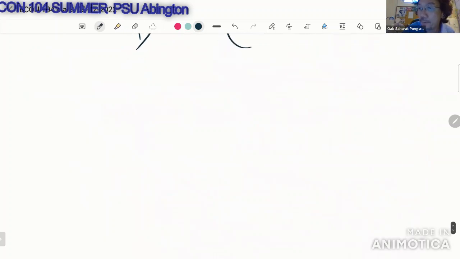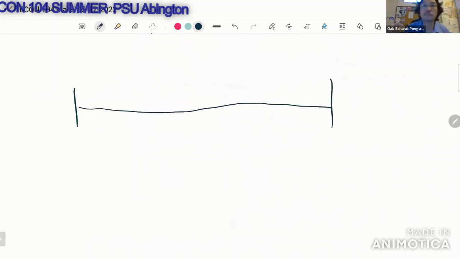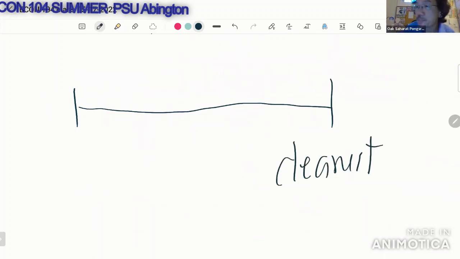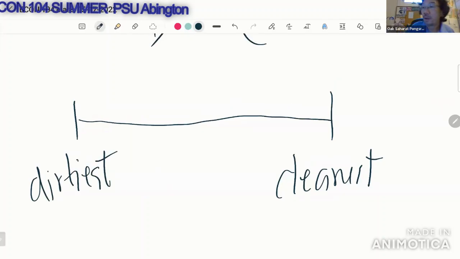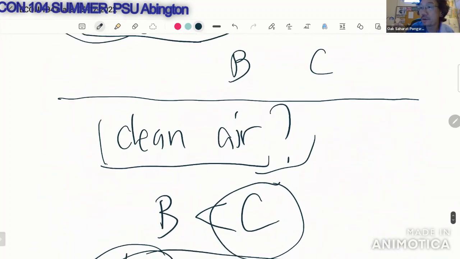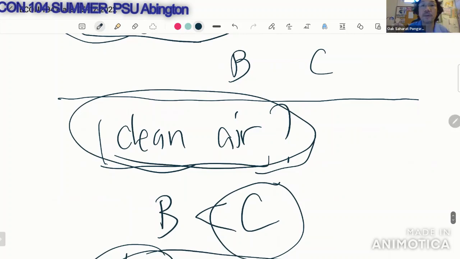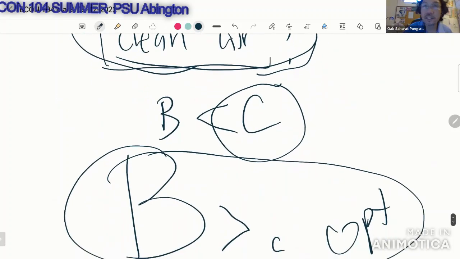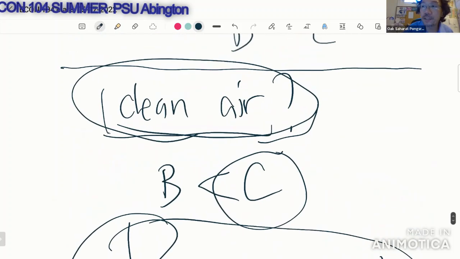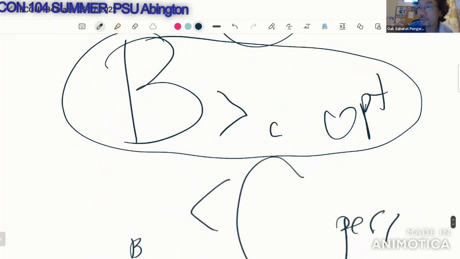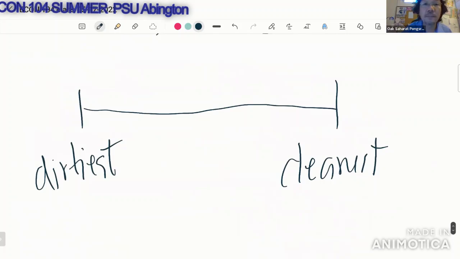Now, the point I want to offer you in terms of marginal thinking is this. Here's a spectrum of cleanliness. Here's the cleanest air possible. Here's the dirtiest air possible. When the environmentalist asked me, Oak, do you just hate clean air or something? That is a question that cannot be analytically answered, because what does clean mean? Isn't that subjective? I don't know what clean means.